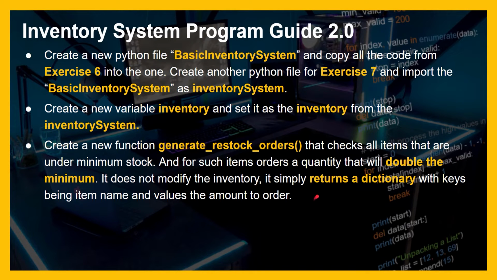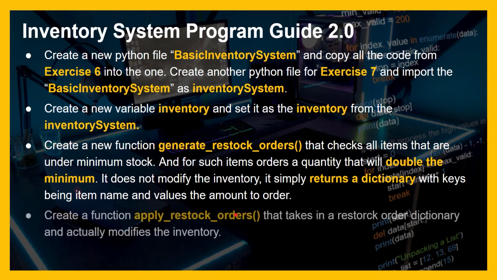It simply returns a dictionary with keys being the item name and values the amount that you order. So this generates a restock order. It does not actually restock your inventory. Then you'll need to create a function apply restock orders that takes in a restock order dictionary that is generated right here and actually modifies that inventory.